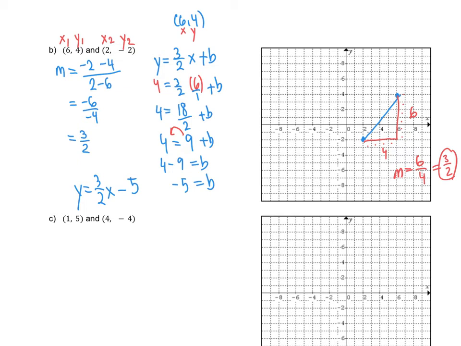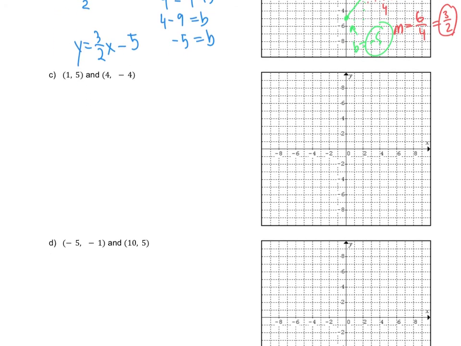So obviously going up 3 and then to the right 2 is just going to take me further from the y-axis. But I'm just going to go down 3 and then to the right 2, and there's the -5 for b. So same equation, either works.